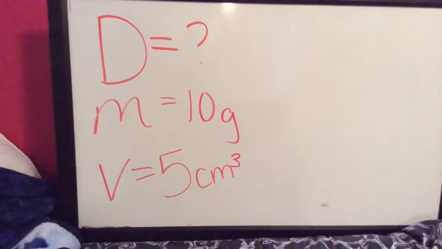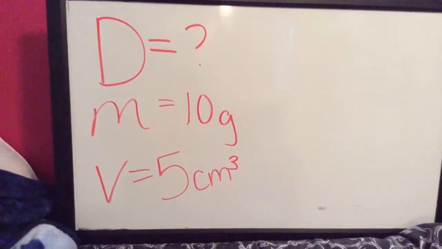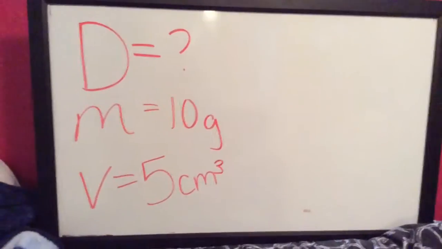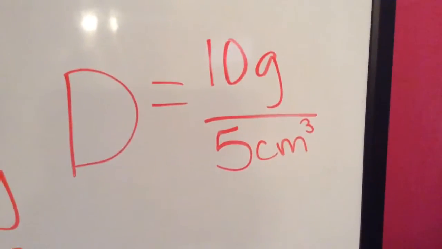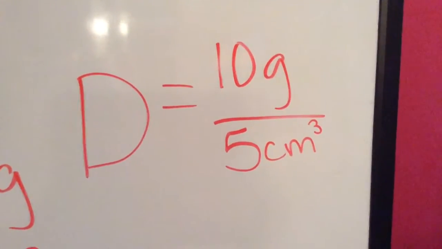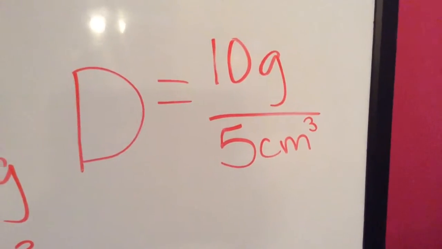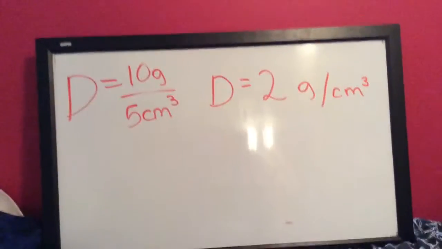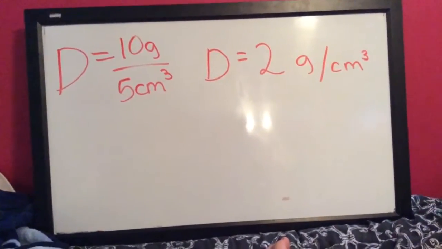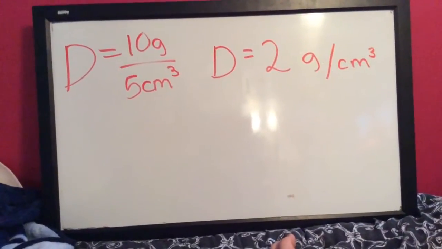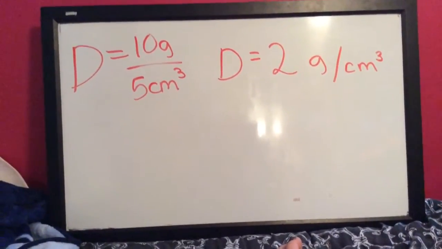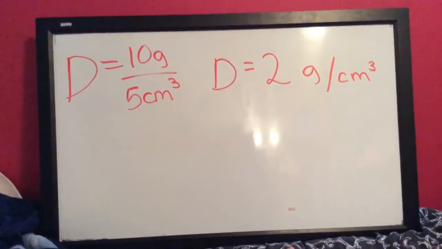A basic density problem would look like this. They would give you the D is unknown, the m is 10 grams, and the V is 5 centimeters cubed. To begin solving this problem, you need to substitute your information into the basic density formula. So you have D equals 10 grams divided by 5 centimeters cubed. We know that 10 divided by 5 is 2. And we also know that we are dividing grams by centimeters cubed, so you can just write that the final answer would be 2 g divided by cm cubed, since those are both of the units that you were using, and 10 divided by 5 equals 2.